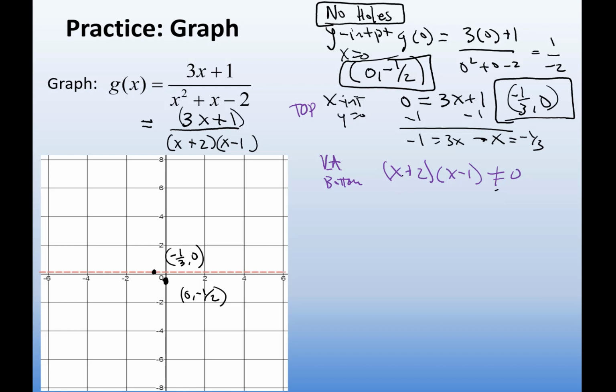So if I have negative 2 here, that's going to make it equal 0. That's a violation. So it won't be in the domain. So my vertical asymptote equation is x equals negative 2. That is the equation of this line here. And it's a broken line where the graph will not cross. There's another one, x equals 1. That is this line right down here.